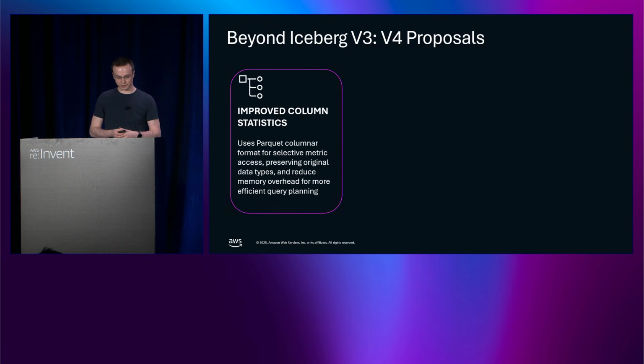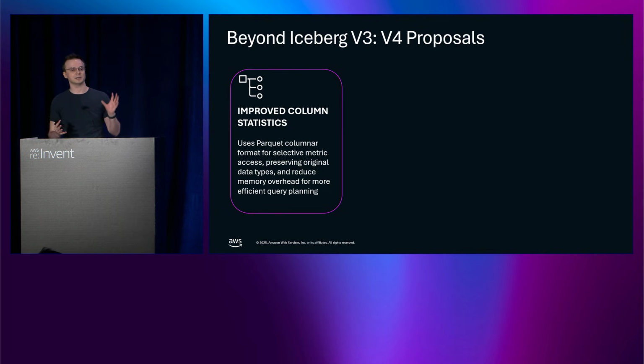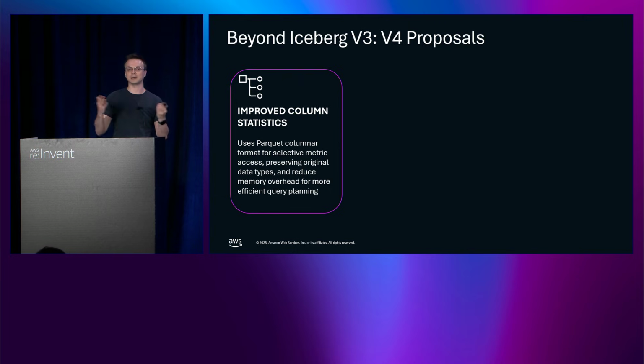So let's start off with improved column stats. If you're not familiar with column statistics, it's like this special information about columns that's stored inside of the Iceberg metadata files, and it helps query engines to effectively scan data, right? And one of the problems with them right now is that the way these stats are implemented is not super efficient in certain use cases, especially if you have lots of columns.